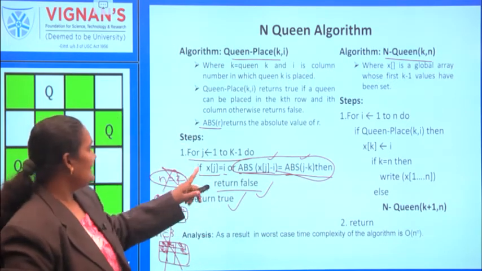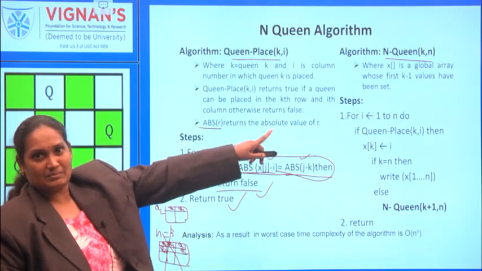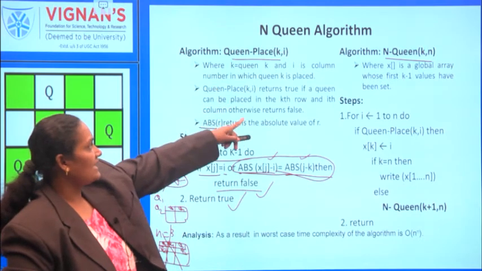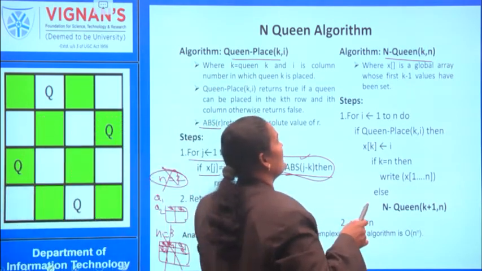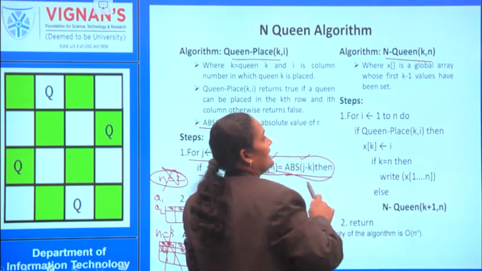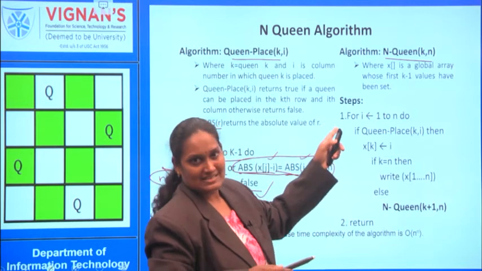Now, this algorithm is called in another algorithm, that algorithm is the main algorithm. Here PlaceKI is called in that algorithm. Now, let us see this NQueens(k, n). Here x is a global array whose first k minus 1 values have been set.